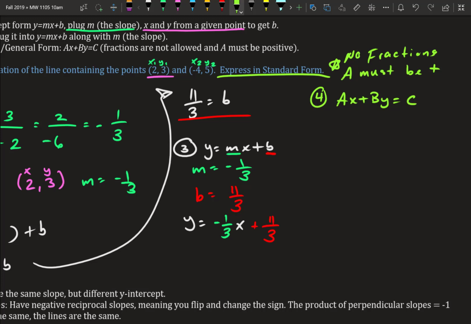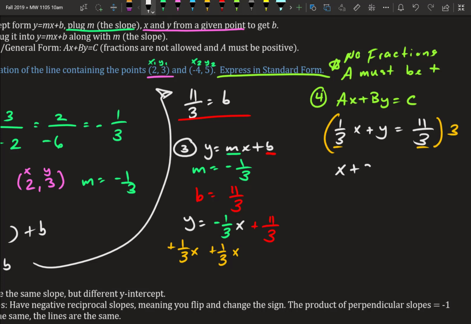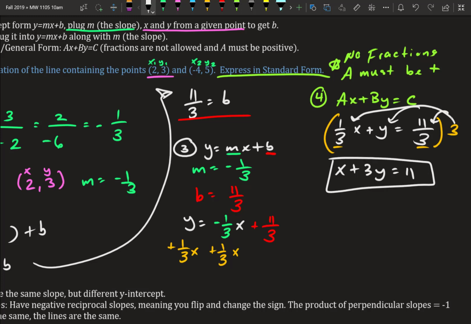So what we're going to do here is add 1/3 of x. So we have 1/3 x plus y equals 11/3. So you see how we have x and y on the same side? Now we just need to get rid of the fractions. In order to get rid of the fractions, I'm going to multiply by 3 because that's the denominator. And when we do, we're left with x plus 3y equals 11. All it does is it gets rid of the fractions, and then you multiply it to y. That's our final answer.